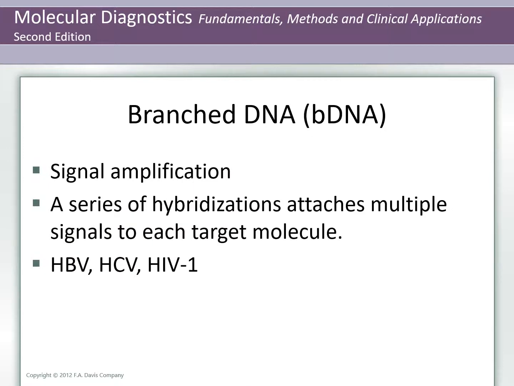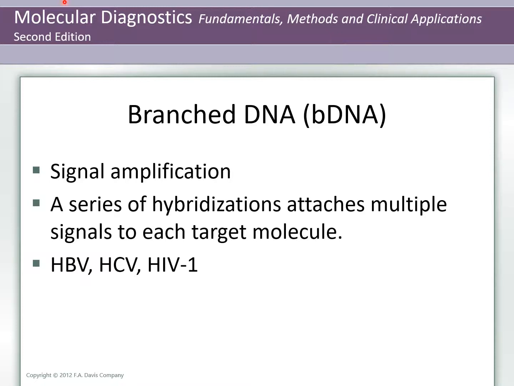Ligase chain reaction, discussed on previous slides, is a probe amplification method. Branched DNA is a signal amplification procedure. Signal amplification involves no change in the number of target or probe sequences, but instead large amounts of signal are bound to the target sequences that are present in the sample. Signal amplification procedures are inherently better at quantifying the amount of target sequences present in the clinical sample.